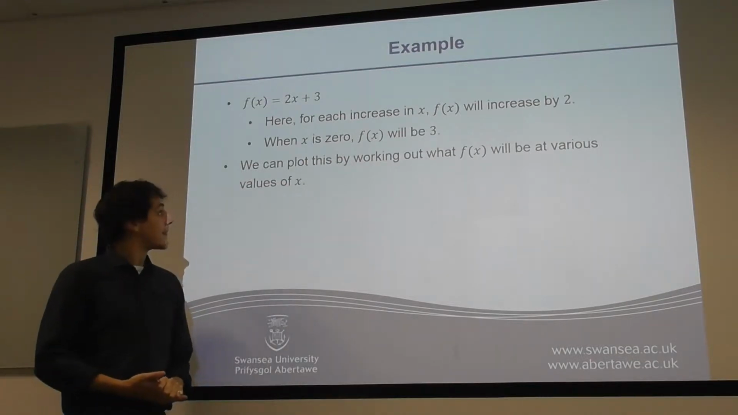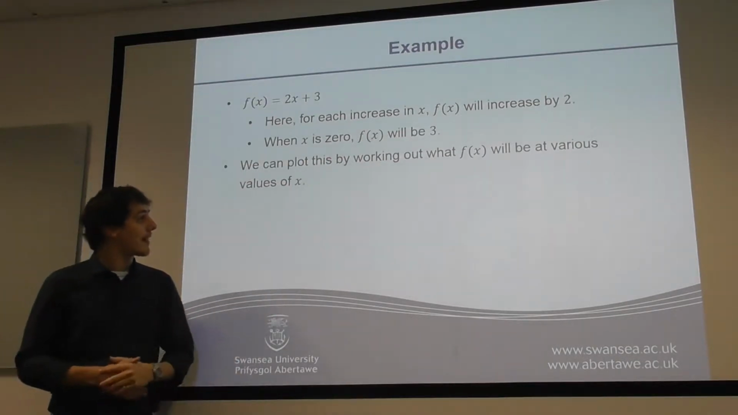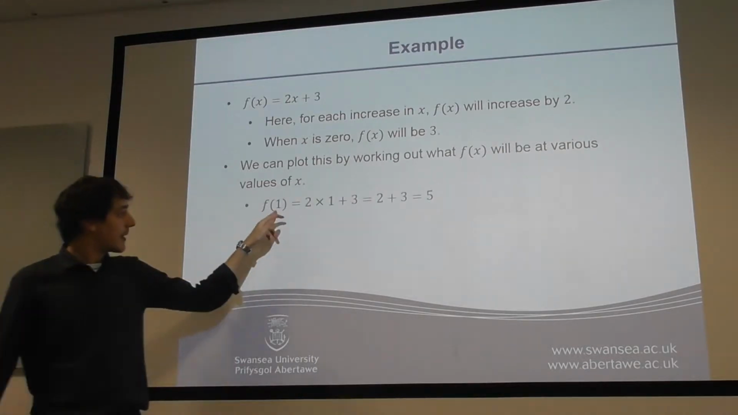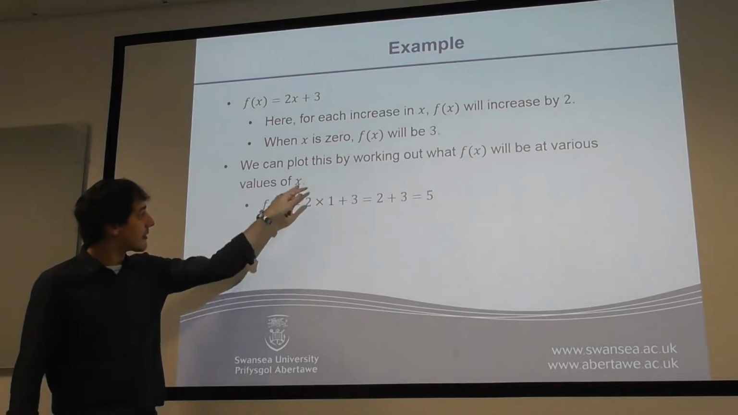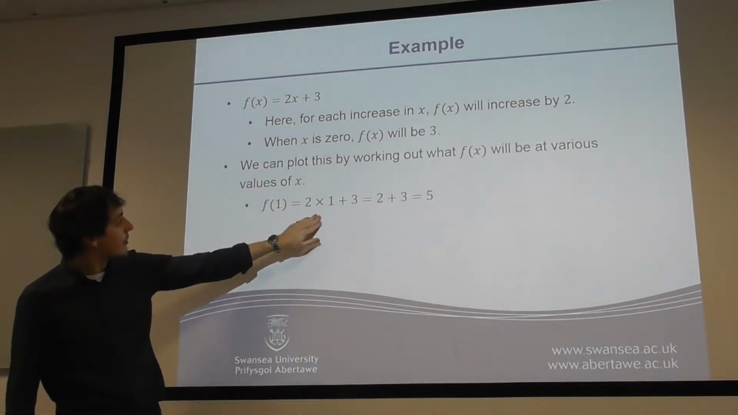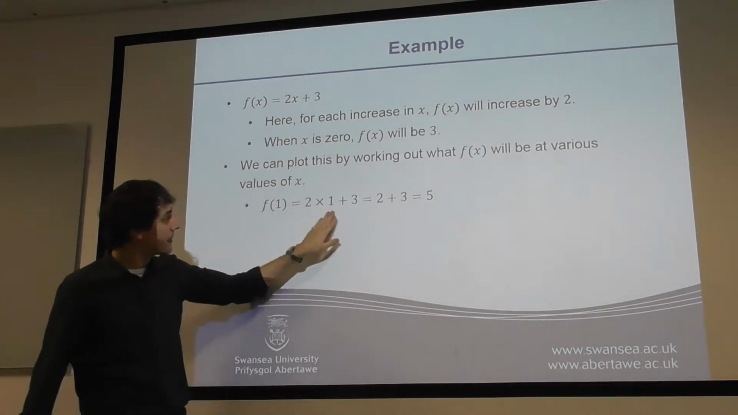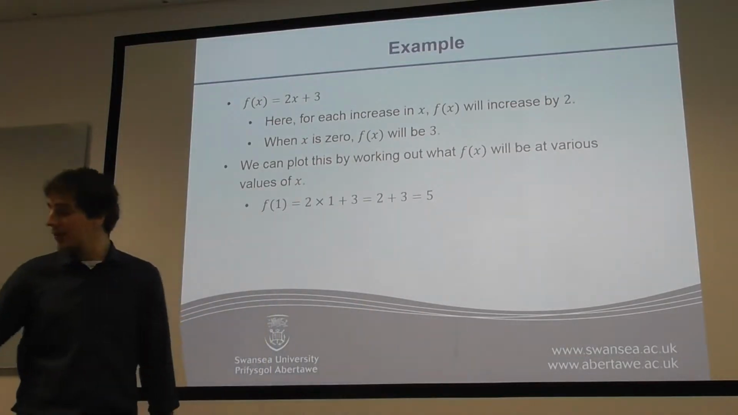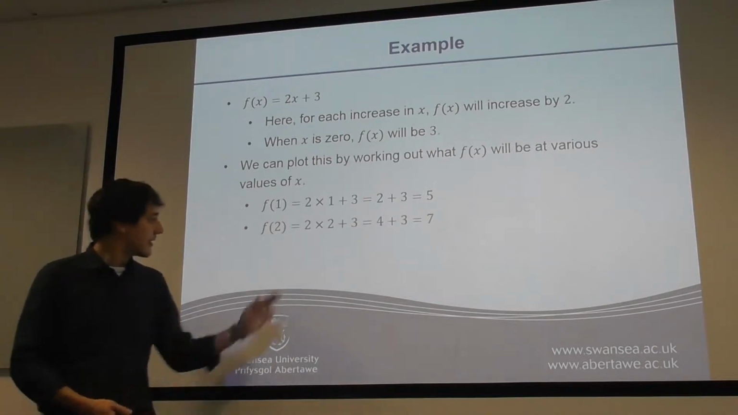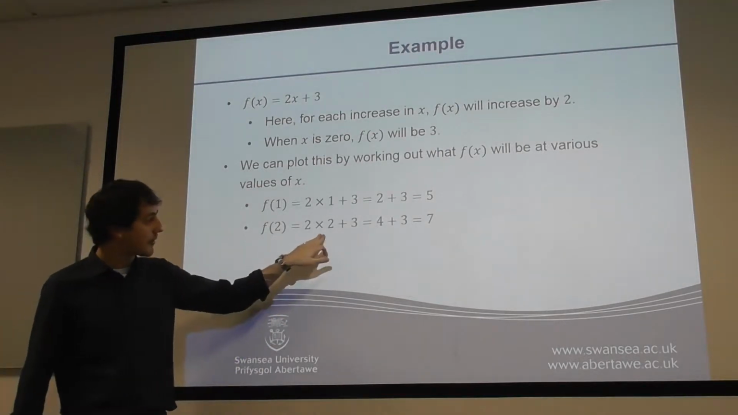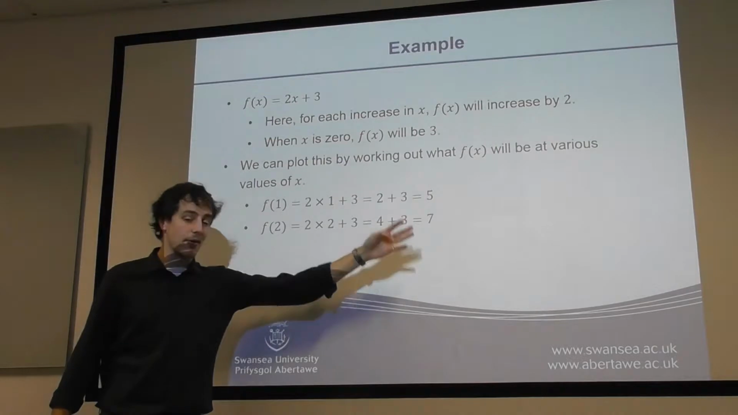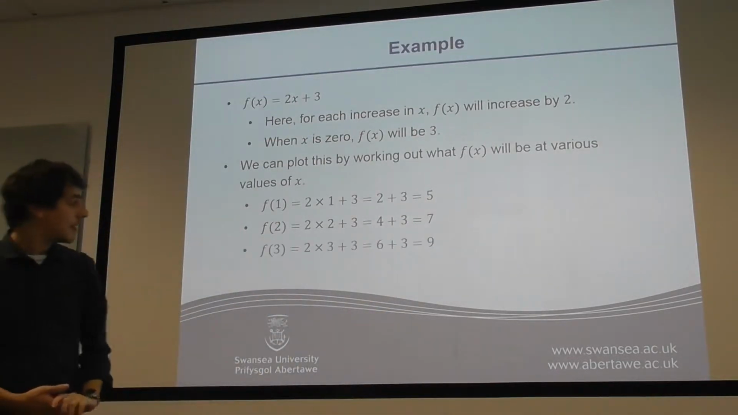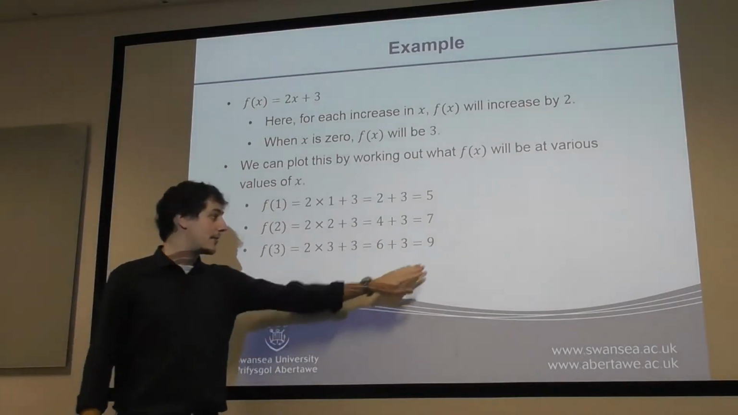But what about plotting it? Well, we can plot this by working out what f of x will be at various values of x. When x is 1, we simply replace x with 1. So it's 2 times 1 plus 3, which equals 2 plus 3, which is 5. So when x is 1, f of x is 5. Similarly, when x is 2, we get 2 times 2 plus 3, which is 4 plus 3, which is 7. And when x is 3, f of x is 9.